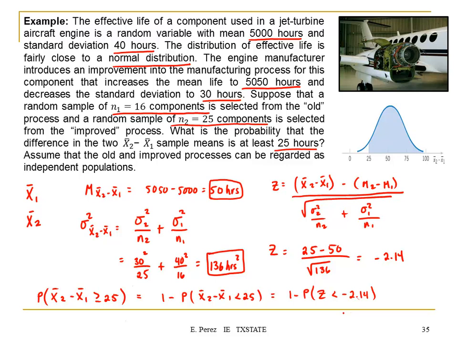You can find this value from the standard normal table. And if you solve this, you can double check this number. This should be equal to 0.9838. So the probability that the difference of the two sample means is at least 25 hours is very high. It's almost 100%. That makes sense? There was an increase of 50 hours in the mean life from the new process, and there was also a reduction in variability. So yes, the solution makes sense.